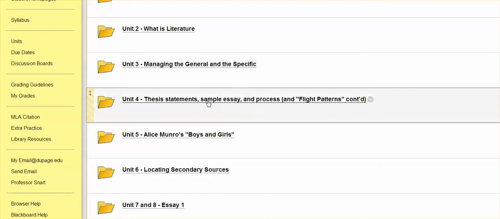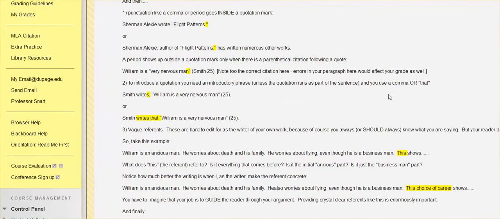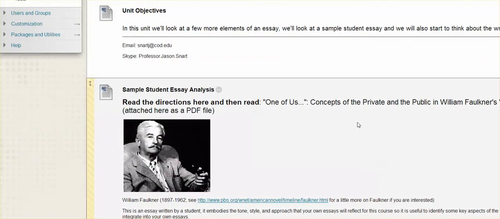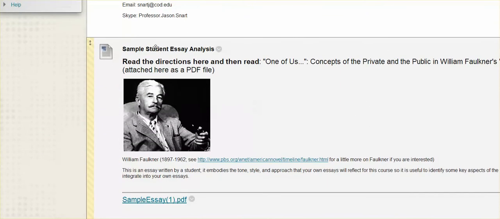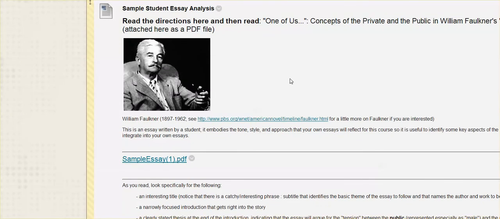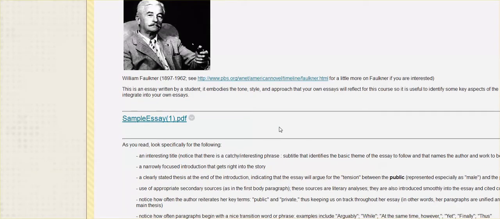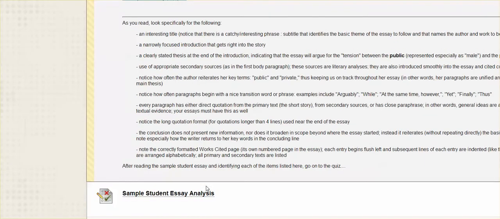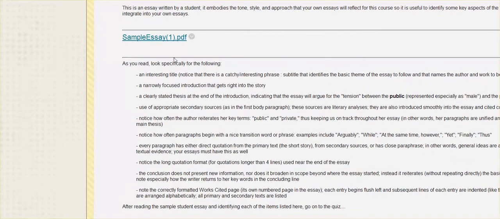Okay, so looking at Unit 4. We extend our discussion of some of the composition aspects of our course. There's a sample essay attached. It's about Faulkner's A Rose for Emily. We're not reading it as an example of a perfect essay, although there are lots of really good things in it. And there's a quick quiz that you're doing based on that sample essay.